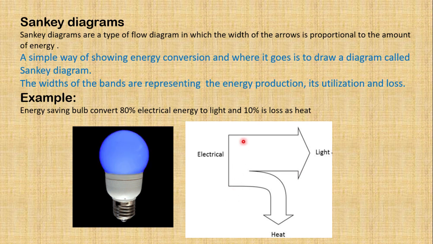How can we define a Sankey diagram? It is a simple way of showing energy conversion, and the width of the bands represents the energy production, which energy is formed, where it is utilized, and how much energy is lost.